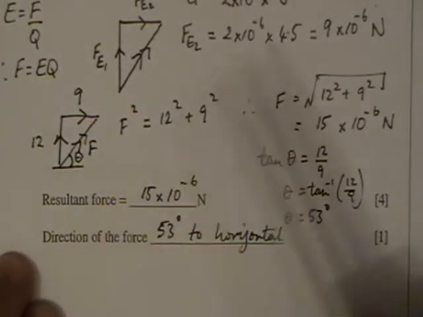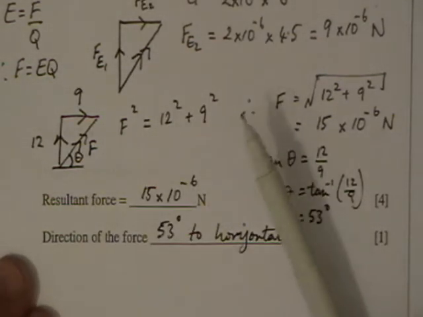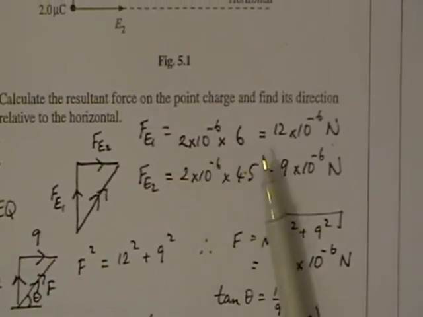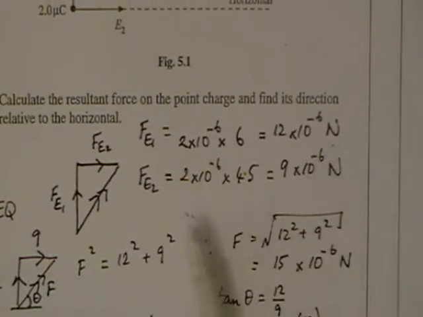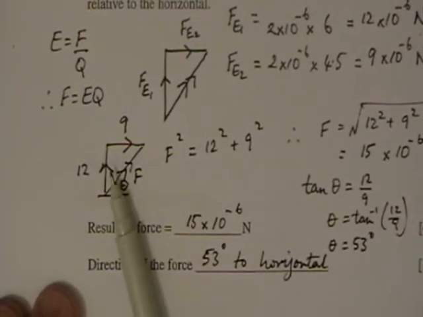Okay, a bit of calculation going on there to get to that. It's 4 marks, so you just need to take your time and work through that. First thing we did was work out what the force was: 12 times 10 to the minus 6 vertically, 9 times 10 to the minus 6 horizontally, so we had 9 horizontal and 12 vertical.